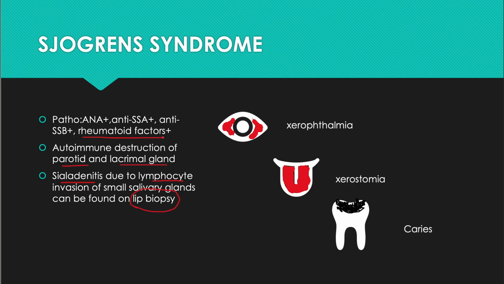Now, the clinical presentation for this condition is xerophthalmia and xerostomia, obviously because of autoimmune destruction of parotid and lacrimal glands. And then, because there's going to be less saliva in the mouth, the debris will not be naturally removed, and so patients will also have caries frequently.